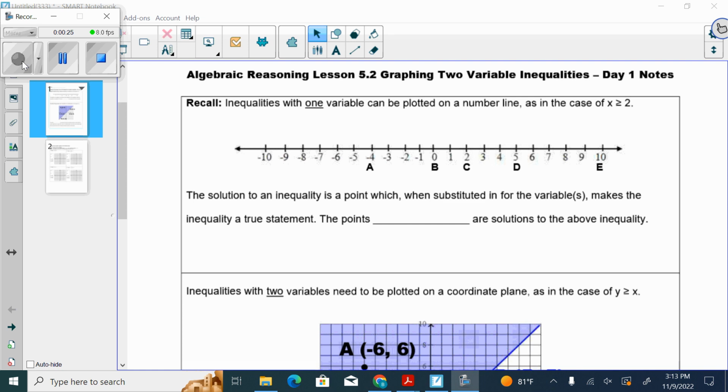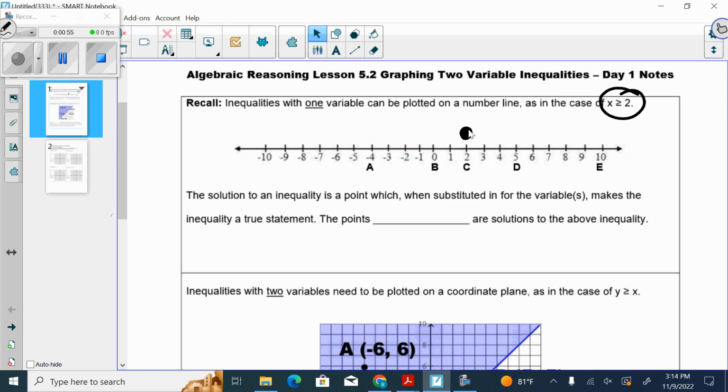Okay, so this is the inequality that they gave me, right? X is greater than or equal to 2. So on the number line, I would go to what number? 2. Okay, and I'm going to put a point above 2. Do I want that point to be filled in or open? Filled in, right? Because it has the equal to sign with it. So I should have a filled in point at 2.